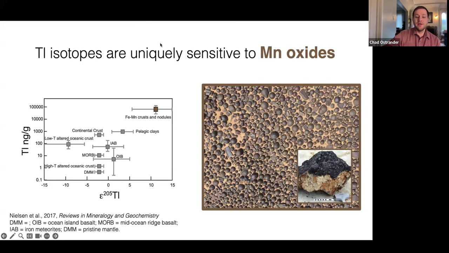So for thallium isotopes, what are thallium isotopes uniquely sensitive to? Well, it turns out that thallium isotopes are really sensitive to manganese oxide minerals. And so if you look at thallium concentrations and isotopes in different reservoirs at Earth's surface today, by far the highest thallium concentrations you will find are in ferromanganese crusts and nodules. And the heaviest thallium isotope compositions, or the highest thallium isotope compositions, are also found in those same crusts and nodules. And so nothing concentrates thallium as strongly or fractionates it as positively as ferromanganese crusts and nodules. It's not even close. So this is on the order of close to 2 per mil, or 20 epsilon units.